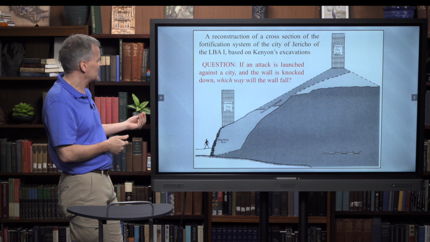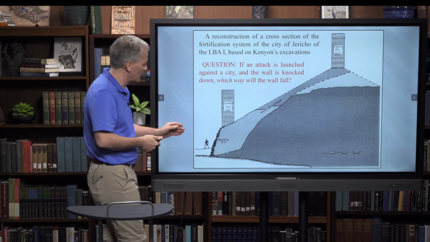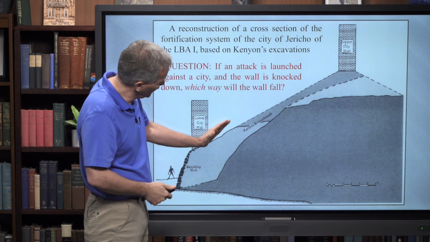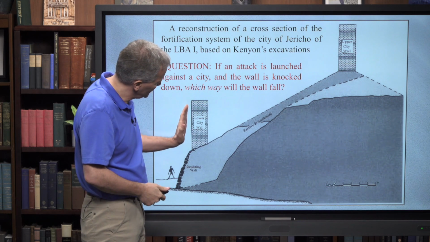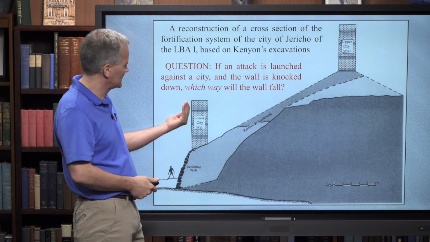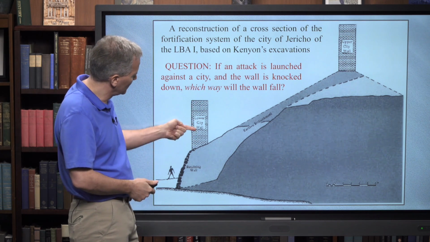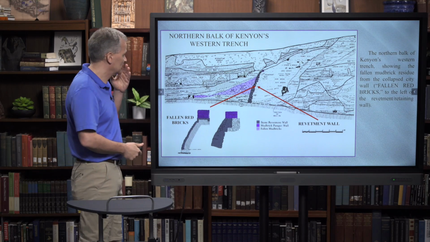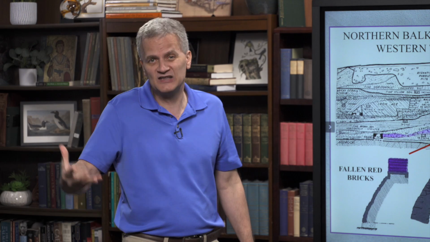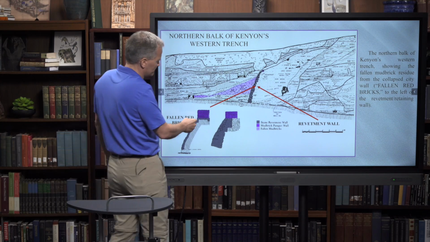So if an attack is launched against the city and the wall is knocked down, which way will the wall fall? If your army is attacking this way, you'd expect that a good portion of the wall would fall this way, because you're having to push the wall inside to knock it down. You can't knock it down on yourself. So which way did the mud brick wall fall? Good question. Well, if you look at Kathleen Kenyon's trench, she shows us the answer. And remember, she's not interested in supporting any part of the biblical narrative, just the opposite.